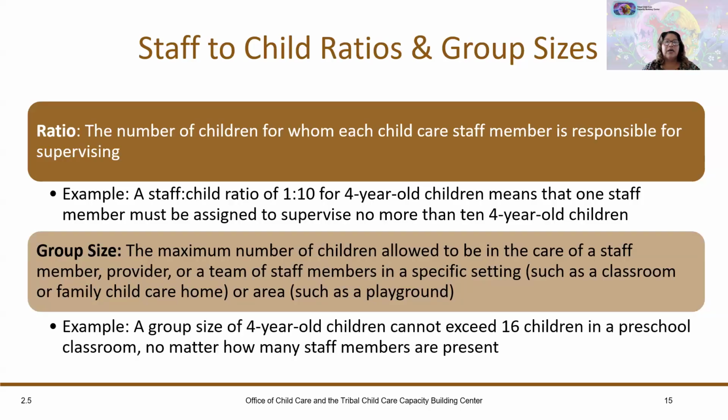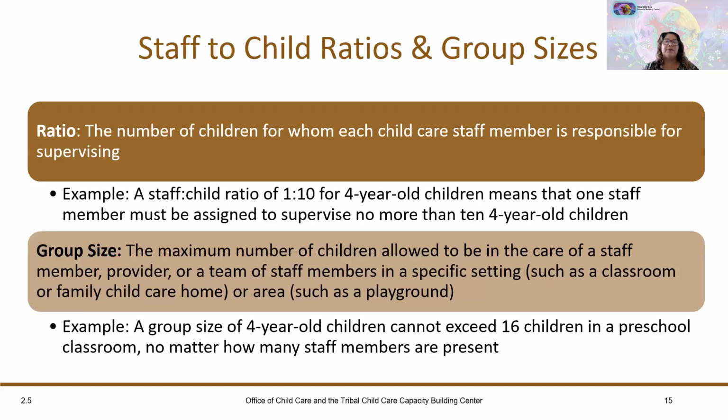On the screen here, you see an example from 2.5.2. Tribal agencies must have standards for ratios between staff and children and appropriate group size limits for specific age populations. In other words, ratios must be based on the ages and developmental level of the children in care. Let's talk through what each term means and an example. So a ratio is the number of children for whom each child care staff member is responsible for supervising. So for an example, a staff to child ratio of 1 to 10 for 4-year-old children means that one staff member must be assigned to supervise no more than 10 4-year-old children.